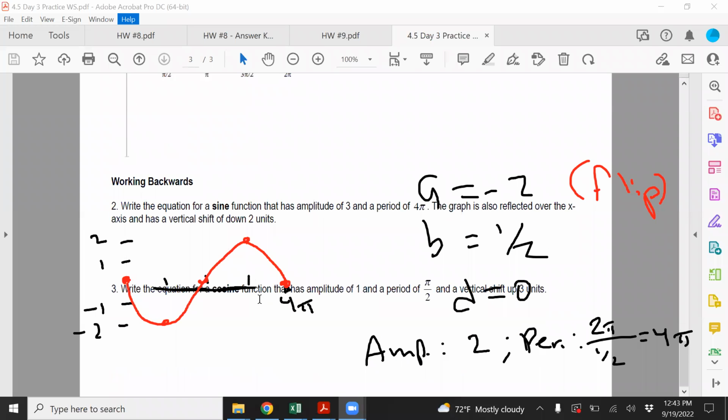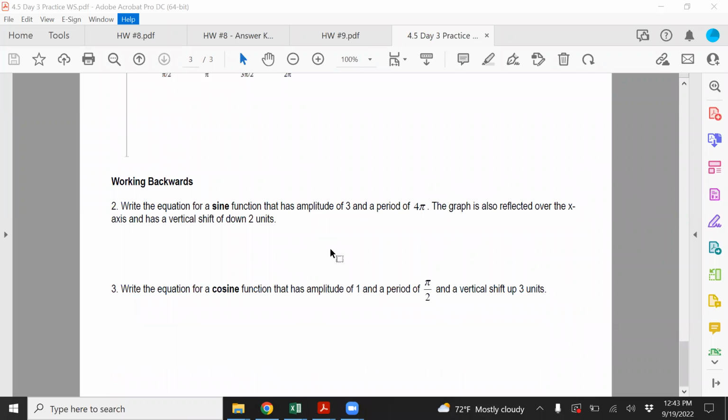Okay, lastly, working backwards, and then we're done with these notes. Write the equation for a sine function with an amplitude of 3 and a graph period of 4 pi. The graph is also reflected, and vertically shifted down 2. Okay, there's a lot going on here. Generally speaking, sine graphs look like this.